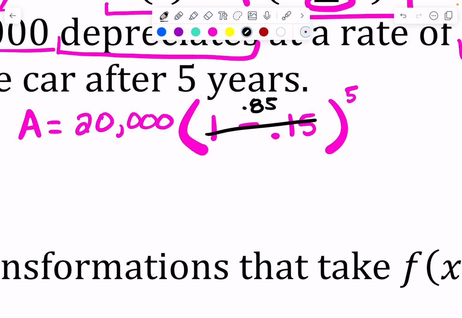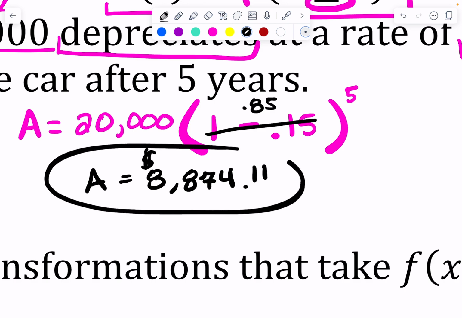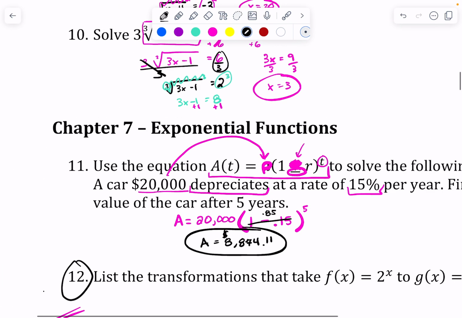I am using my phone as a calculator, which is not the best option. I'm going to do 0.85 to the 5th power first, and then take that times 20,000. And I get that after 5 years, oof, that car's only worth $8,874 and 11 cents. Let's say we'll give it some change. That's how much that car is worth after 5 years. Yikes!